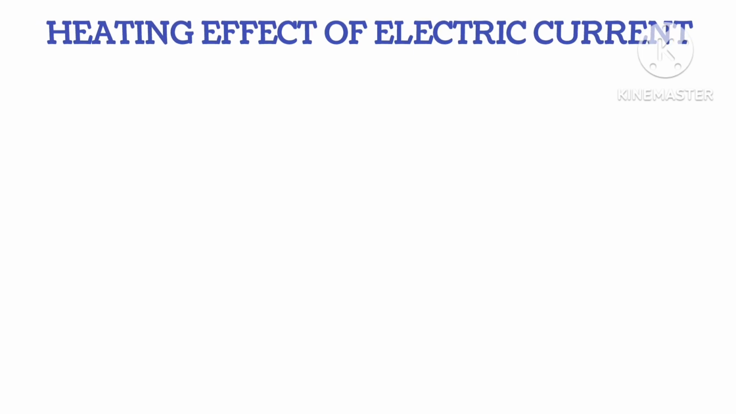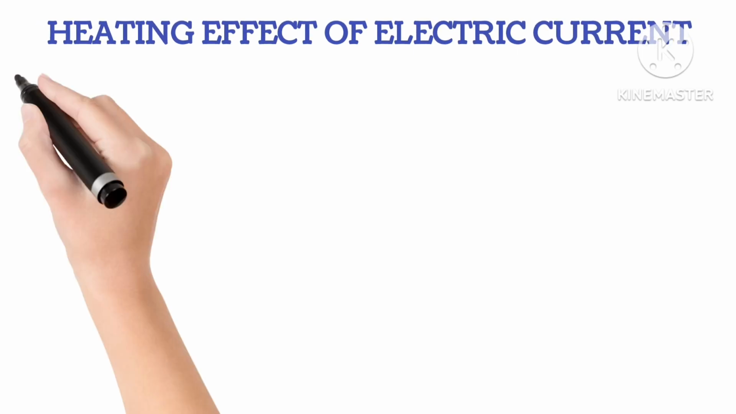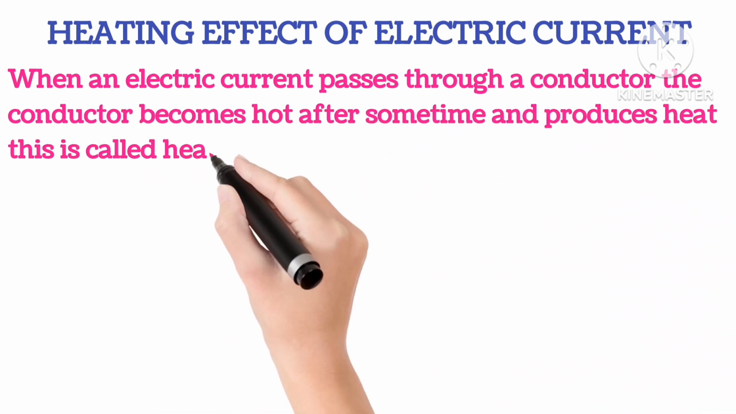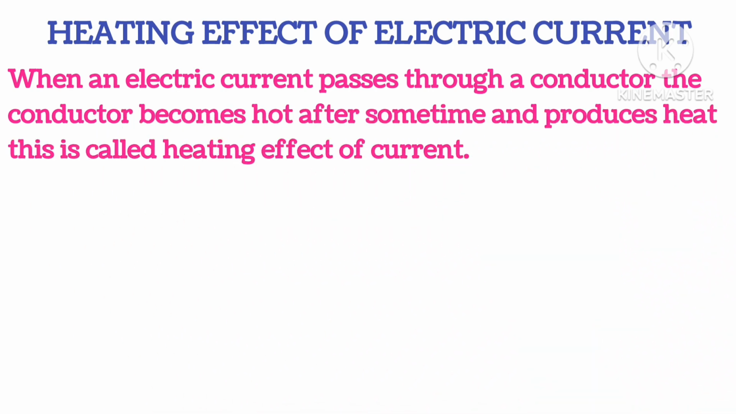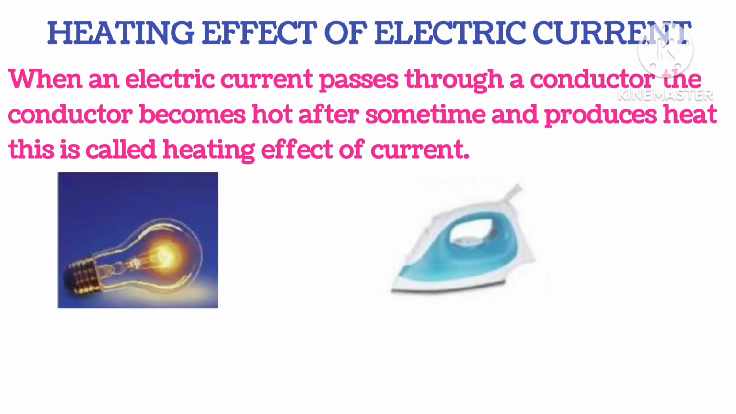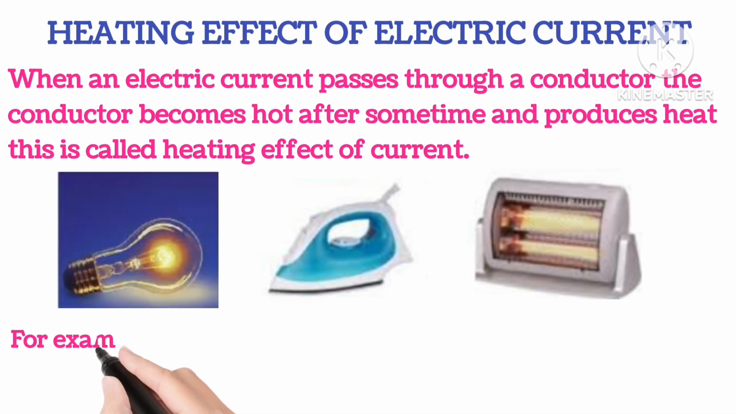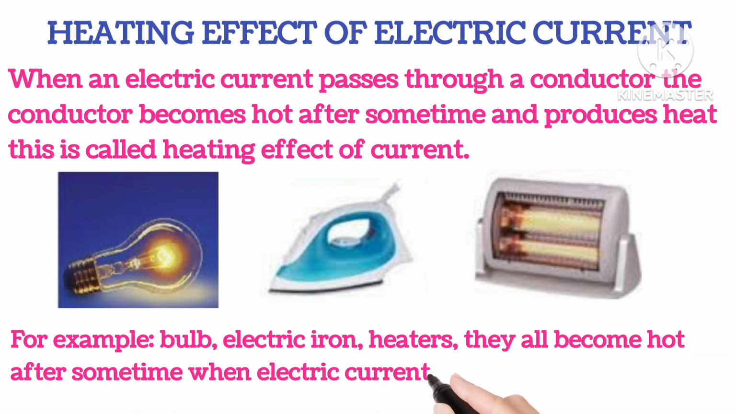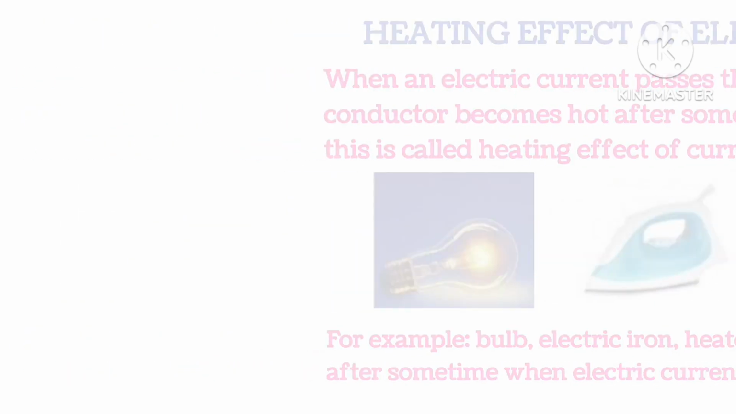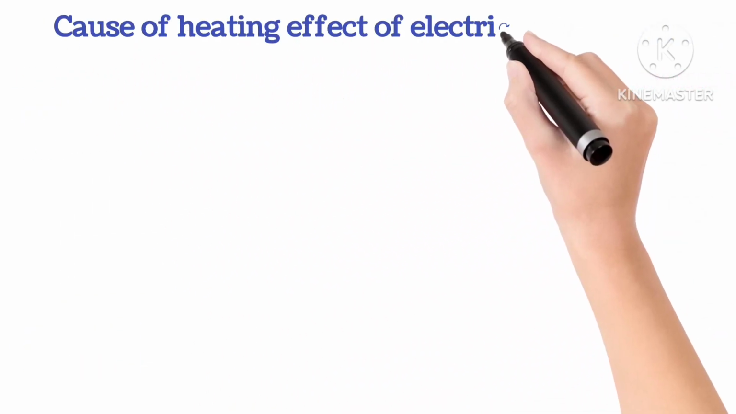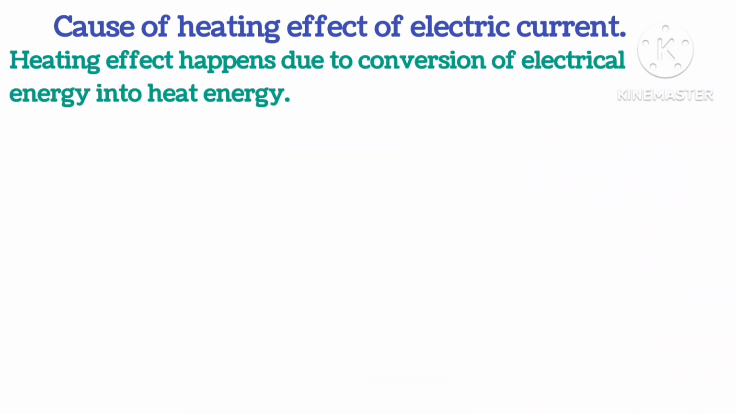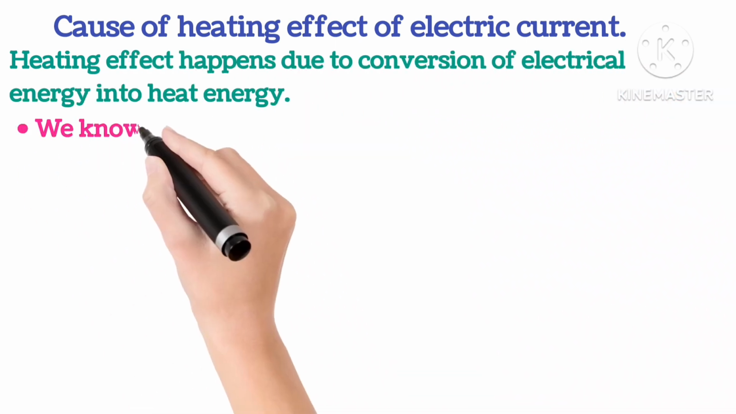Heating effect of electric current. When electric current passes through the conductor, it becomes hot after some time and produces heat. This is called heating effect of electric current. As you can see in the picture, the examples are bulb, electric iron, heater, because they become hot after some time when electric current is passed through them. The cause of heating effect of electric current is the conversion of electrical energy into heat energy.